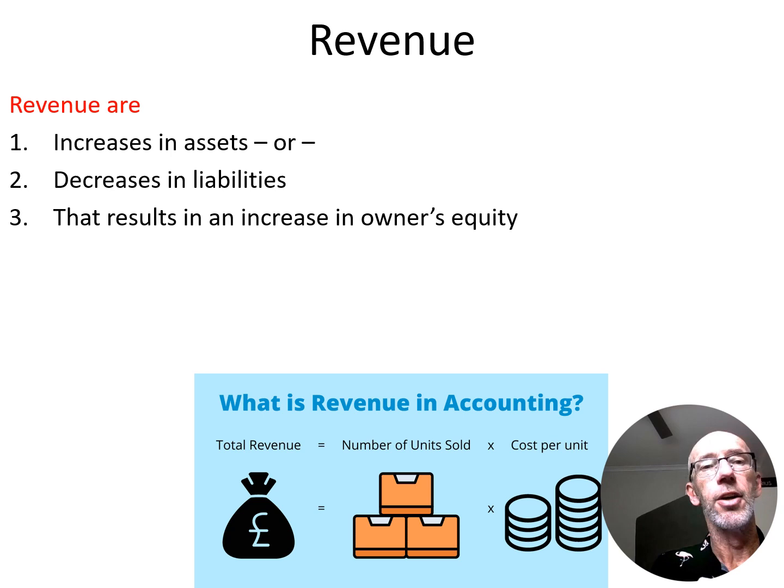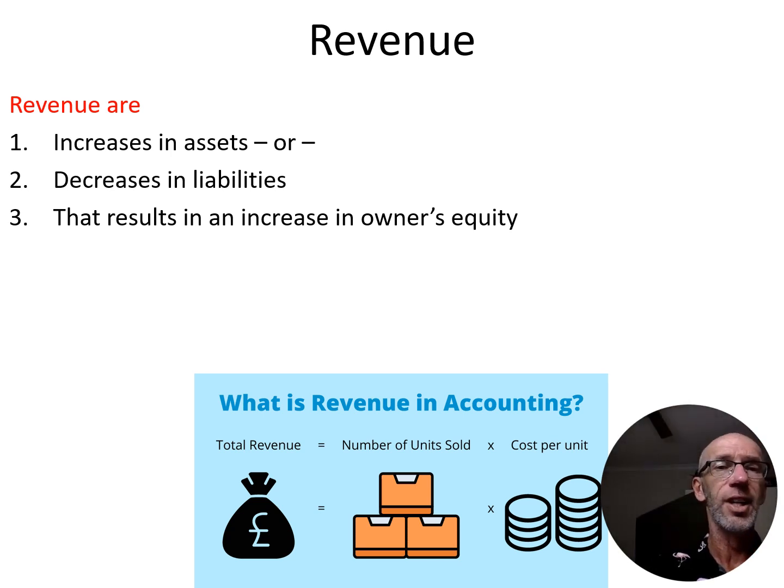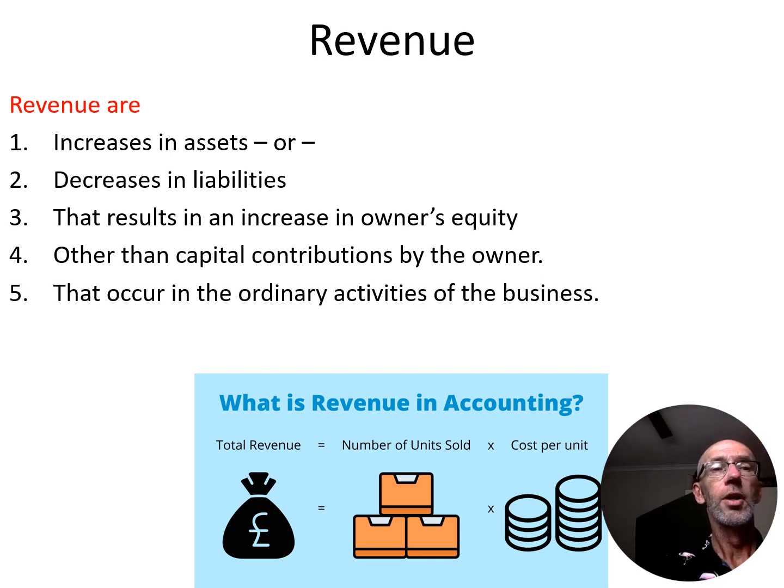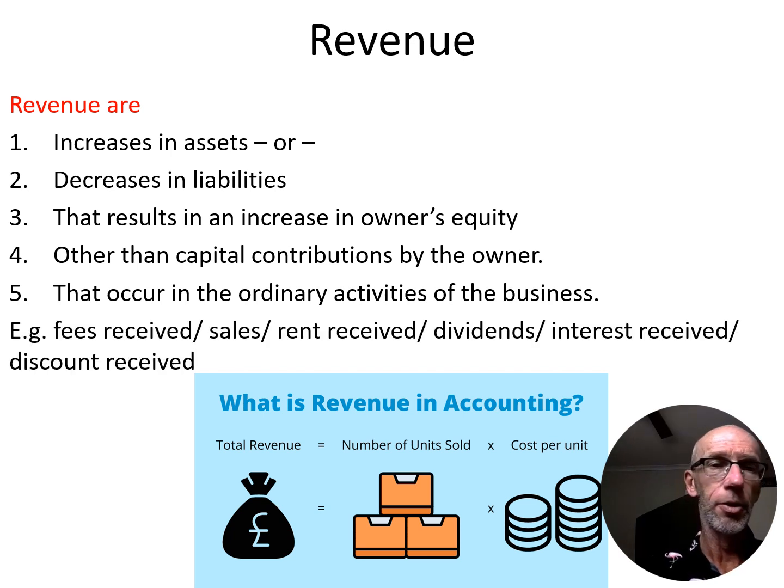There needs to be a consequential increase in owner's equity, which will be a result of the profit going up. And that needs to be other than a capital contribution by the owner due to the entity assumption. So we report capital contributions in the balance sheet under the owner's equity section due to the entity assumption. It also occurs in the ordinary activities of the business. Most of your revenue will be sales or fees, but we do have some other forms of revenue that we need to report.